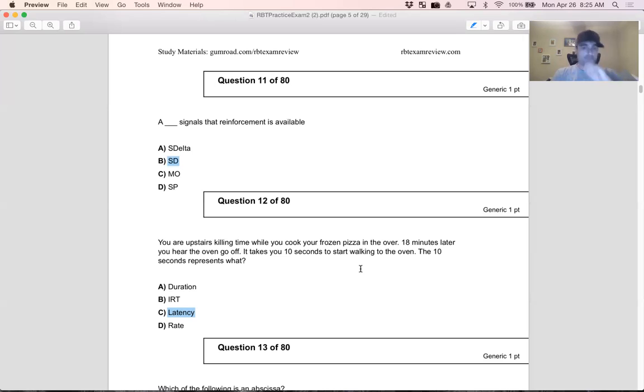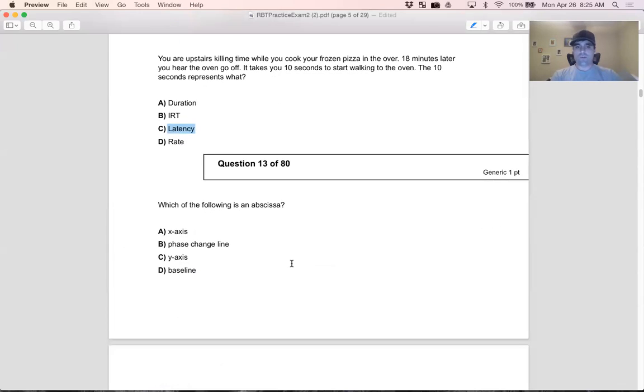This is a tricky question, and again, that's why it's very important you know your terms and definitions, because unless you know what each one of these are, this is going to be a very tough question to answer. Again, the 10 seconds between the oven going off and you starting to walk to the oven is an example of latency, the time between the SD and the start of a response.